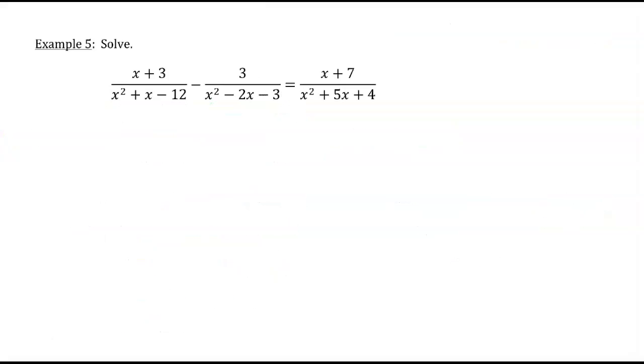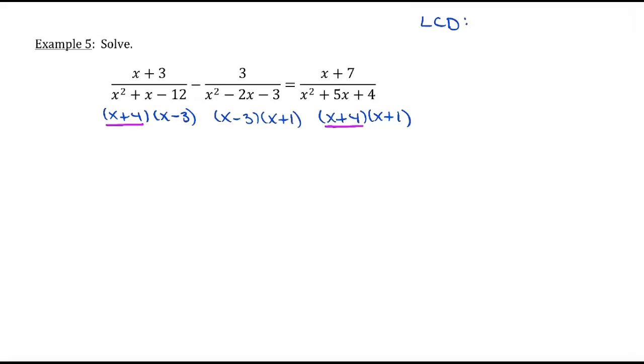In example 5, we now have three rational expressions involved in our equation. Let's start by looking at the factored form for each of these denominators. X squared plus x minus 12 can be factored as x plus 4 times x minus 3. And x squared minus 2x minus 3 can be factored as x minus 3 times x plus 1. X squared plus 5x plus 4 can be factored as x plus 4 times x plus 1. Now we can determine what the least common denominator must be. It must include a factor of x plus 4, a factor of x minus 3, and a factor of x plus 1. Let's multiply each term by this least common denominator.